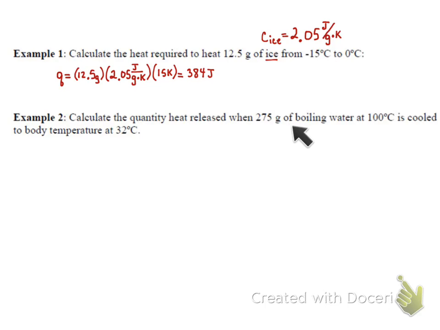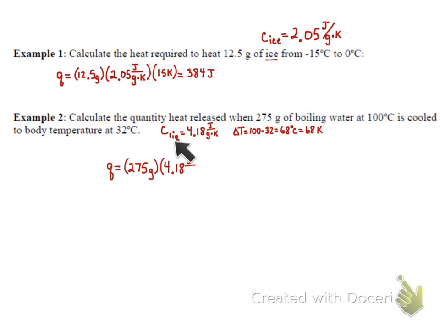That water would hit your skin, and all that heat would have to go somewhere. And in that case, it would go into your skin, which is why it would burn you, and that would be dangerous. So how do we calculate this? We're talking about liquid water. So the C for liquid water is 4.18. The change in temperature is the difference between 100 and 32, and that is 68.